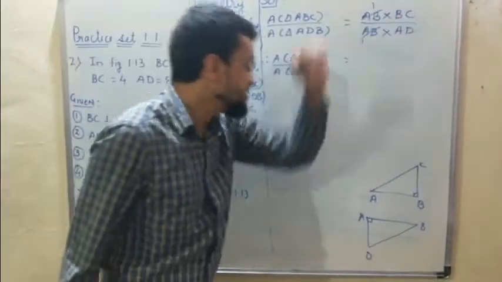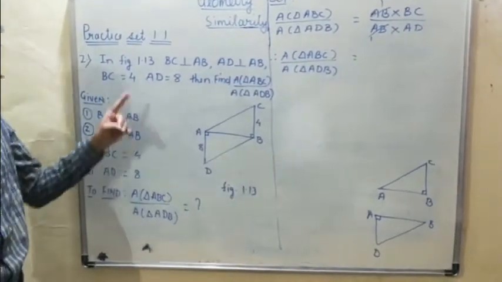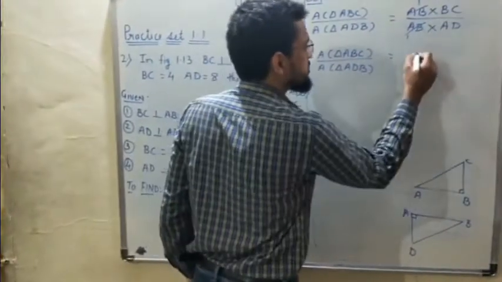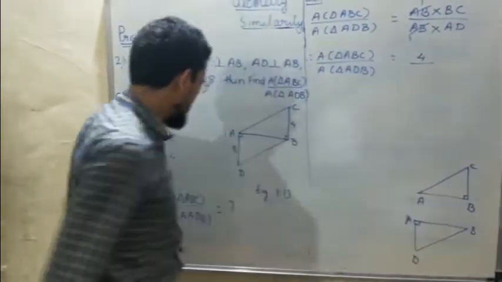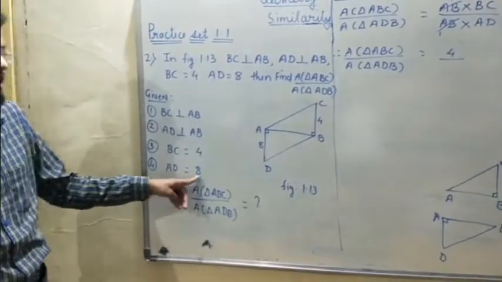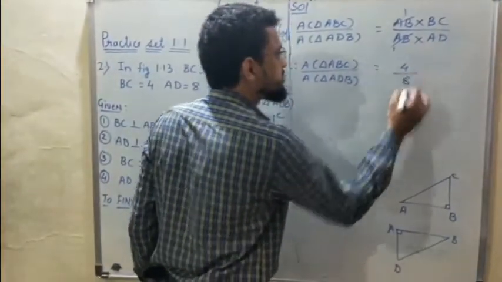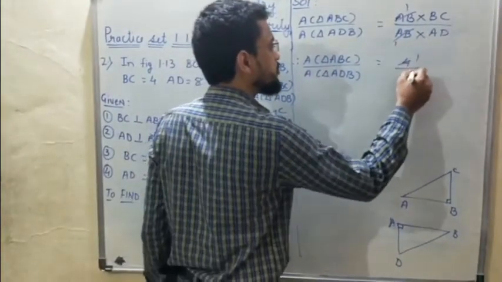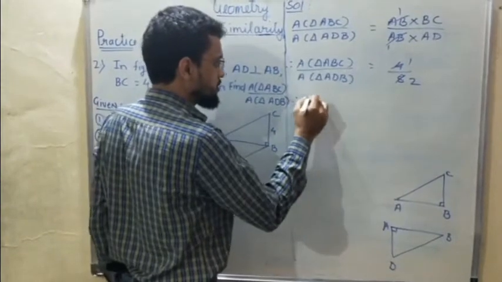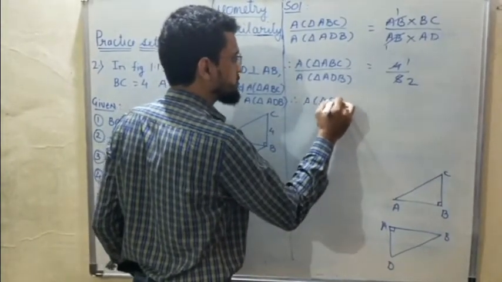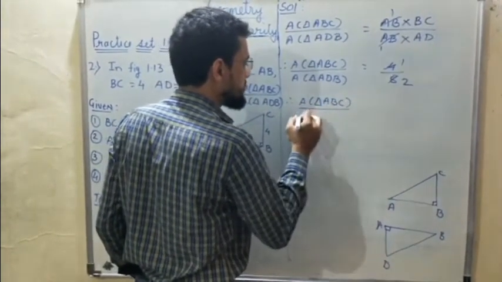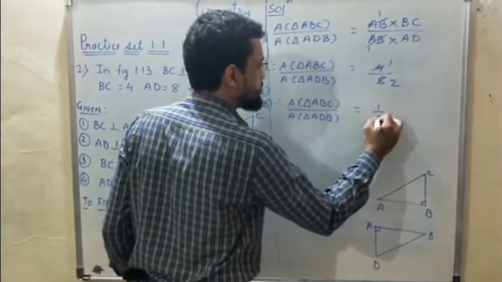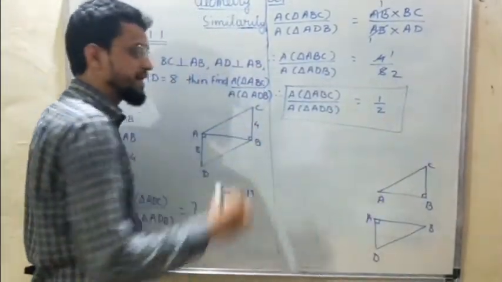Therefore, area of triangle ABC divided by area of triangle ADB is equal to, AB and AB got cancelled. Now here it is BC. The value of BC is given in the question. BC is equal to 4. So we will replace BC with 4 divided by, the value of AD is given as 8. Now 4 and 8 are divisible. 4 ones are 4, 4 twos are 8. Therefore area of triangle ABC divided by area of triangle ADB is equal to 1/2. This is the required answer.